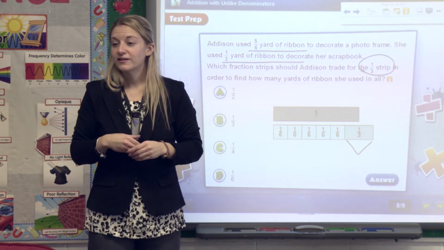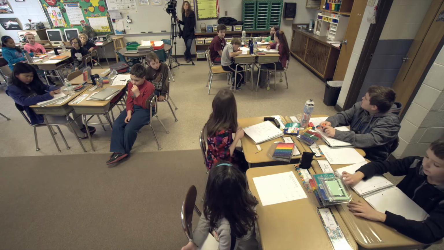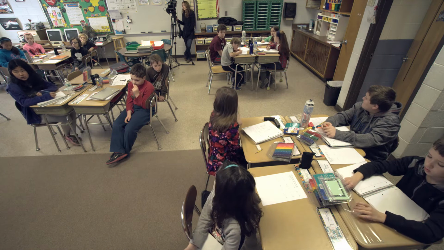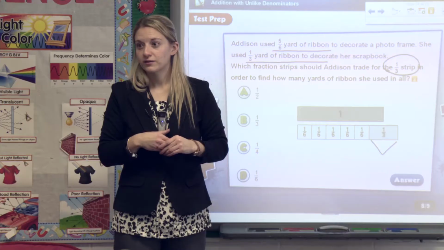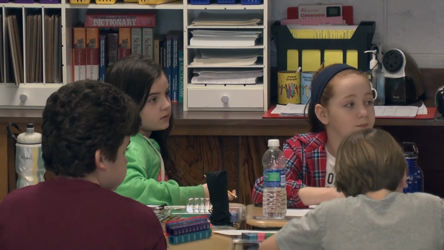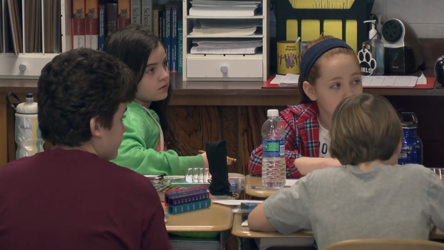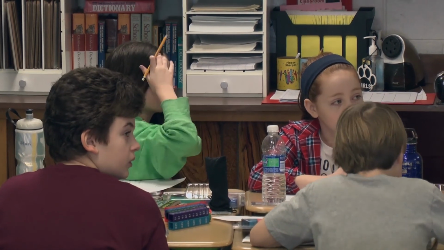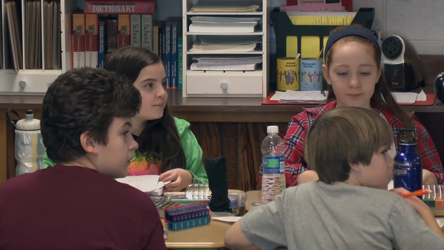Autumn? The question's asking for what you could change the denominator to, to make it equal, so that it's equivalent to 1/3. What do they want us to do in the end? Why are we making it equivalent, Autumn? So she can add them together. Yeah, she wants to find the what, Autumn? The sum, or the total.